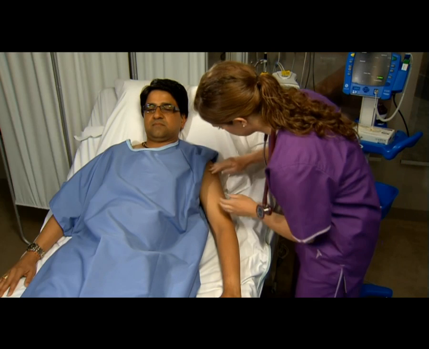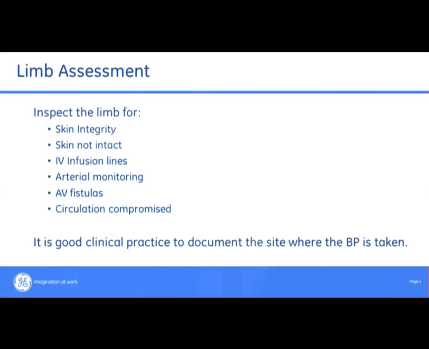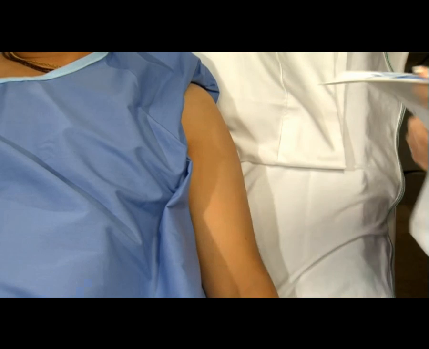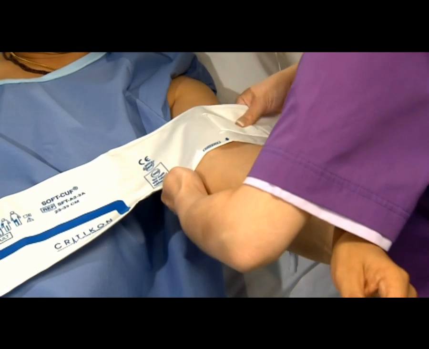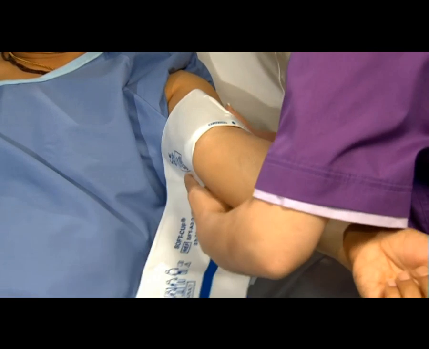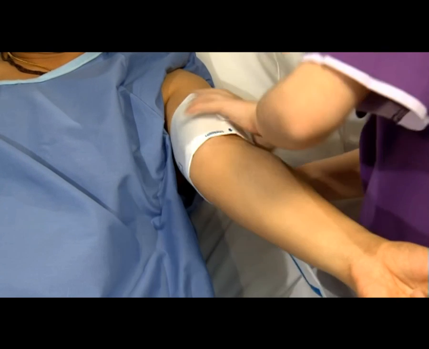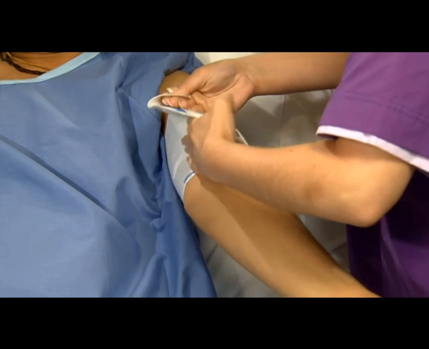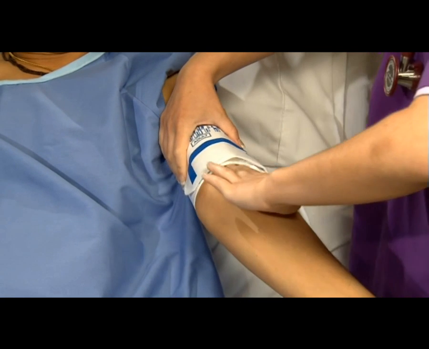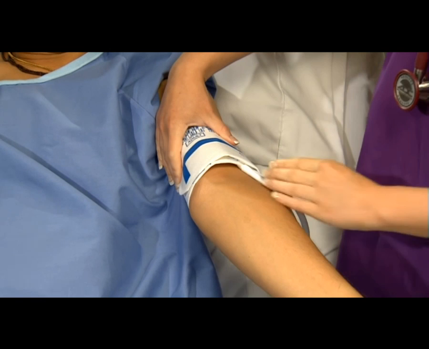Do not place the cuff if the skin is not intact, or if there are IV infusion lines, arterial monitoring, AV fistulas, or areas where circulation is compromised. It is always good clinical practice to document the site of the limb where the blood pressure is taken. Align the artery mark on the cuff over the patient's brachial artery. Wrap the cuff around the bicep, ensuring the index line falls between the range marks on the cuff. Ensure the cuff is snug enough to allow only 2 fingers to be inserted between the cuff and the patient's arm.